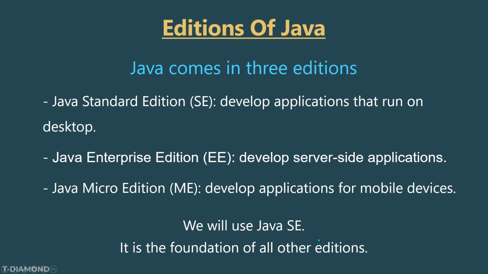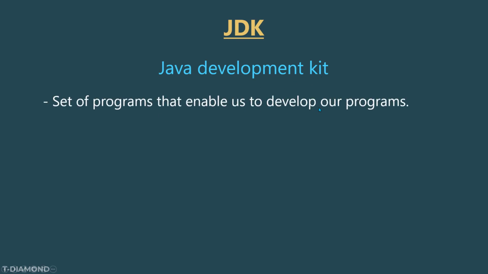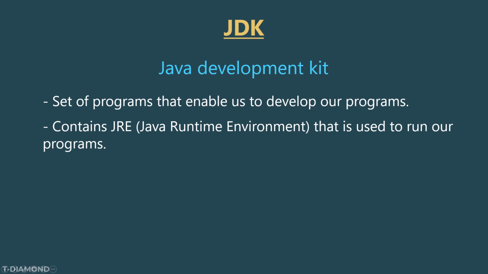Okay, now let's talk about JDK. The JDK is Java Development Kit. It is a set of programs that enable us to develop our programs using Java. So basically, whenever we want to start using Java, we need some things, and everything that we need is found inside the JDK. Alright, the JDK contains JRE or Java Runtime Environment that is used to run our programs. So after we create programs using Java, we want to run those programs, right? We want to see the programs in action. So to run our programs, we will use Java Runtime Environment.